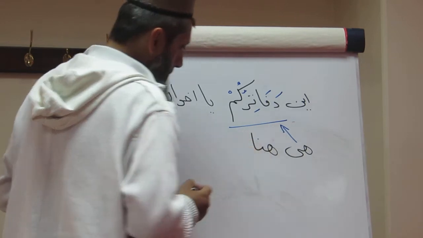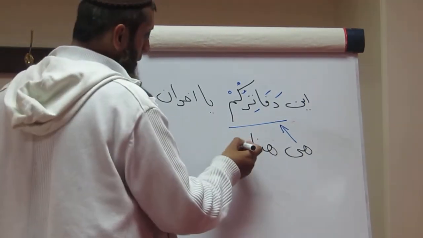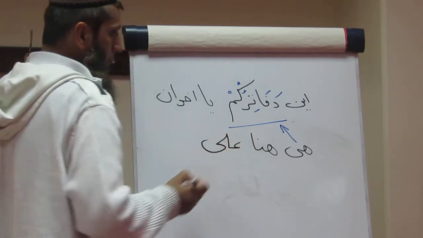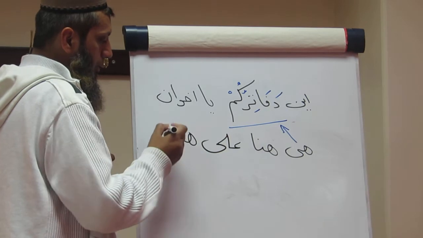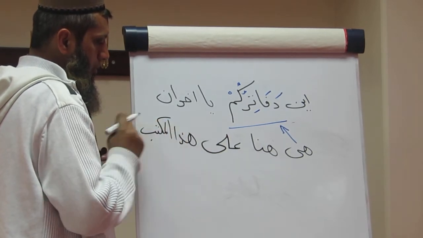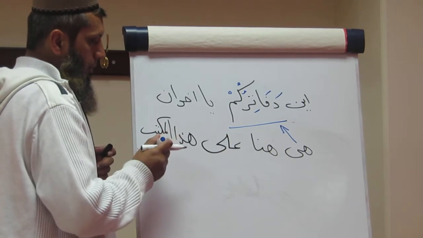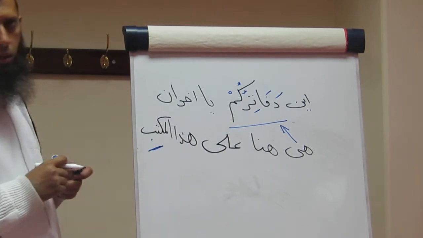Okay, good. On the ala. Ala hadha al-maktabi. What does ala mean? On the desk. On the table. On the desk. Hadha al-maktabi. So, on this desk, on top of the desk. So it is here on this table, on this desk.